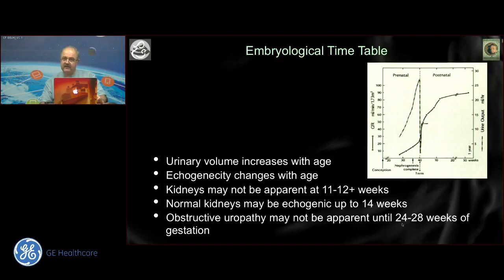It works the other way as well. So if you have a polyfunctioning kidney, you might find an obstructed system at 28 weeks, and when the fetus comes back and the kidneys have failed, you may no longer pick up dilatation. And that is something you have to be very careful about.